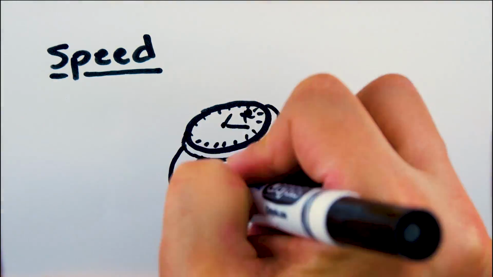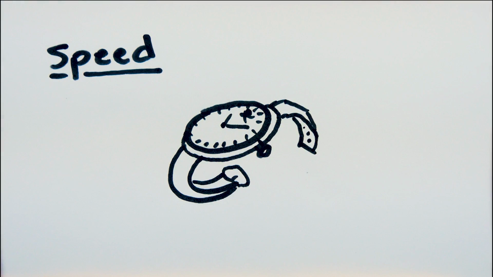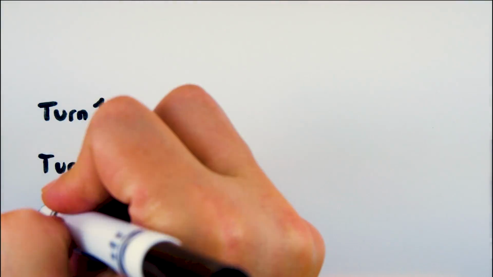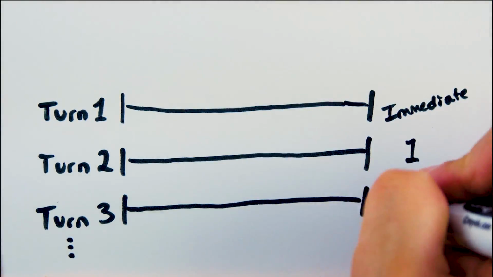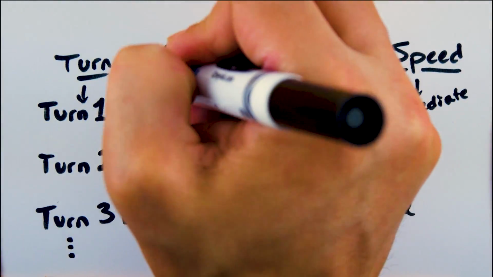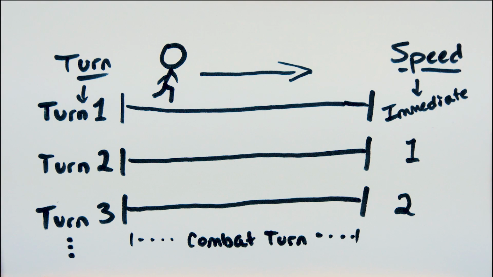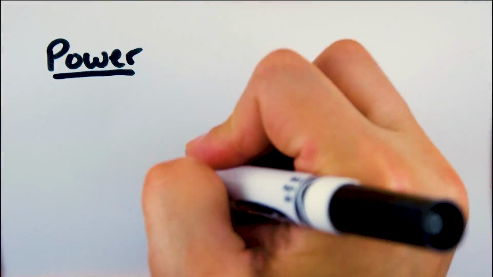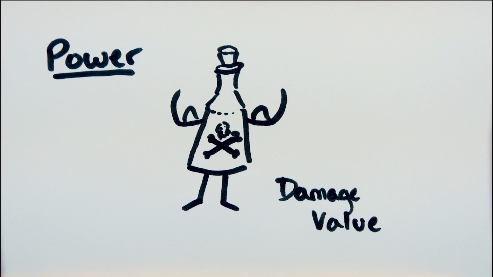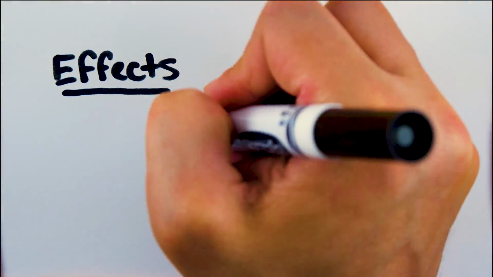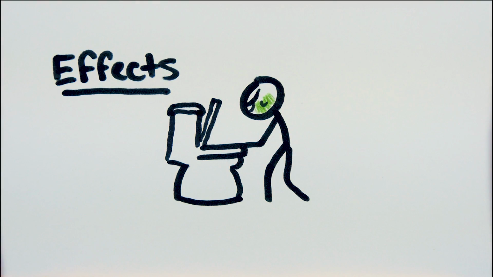Speed determines how quickly the victim suffers the toxin's effects. The effects are always applied at the end of the appropriate combat turn. Immediate effects happen at the end of the combat turn in which the victim was exposed. A speed of 1 combat turn means the effect is applied at the end of the next combat turn, and so on. Power tells how strong the toxin is and acts as the damage value for determining damage and ongoing effects. Effects list what happens to the victim exposed to the toxin.